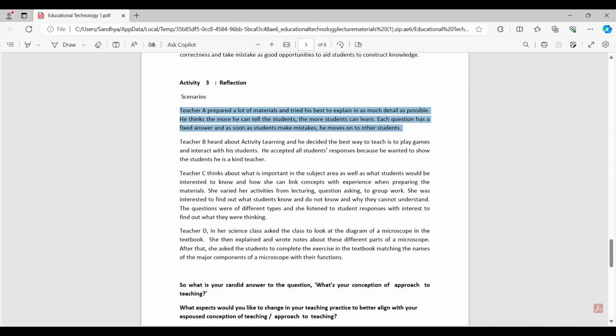Why do you say that he's a teacher-centered teacher? He prepared a lot of materials and tried his best to explain. Yeah, he thinks that if he tells, the students learn more. Right? Teacher talk time is high, so students are passive. And there's one more thing we discussed. When the students make mistakes, what does he do? He moves on to the other students.